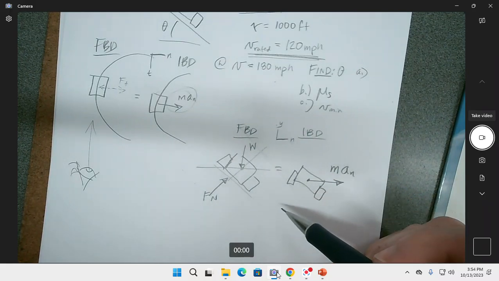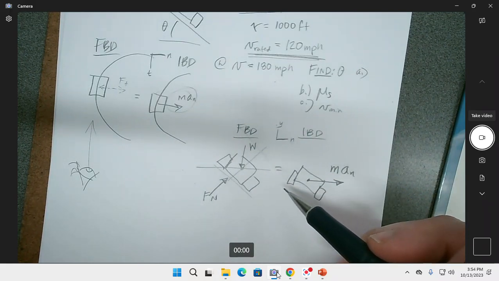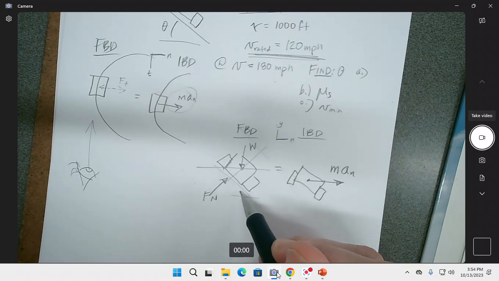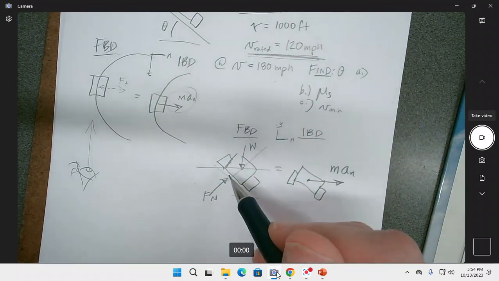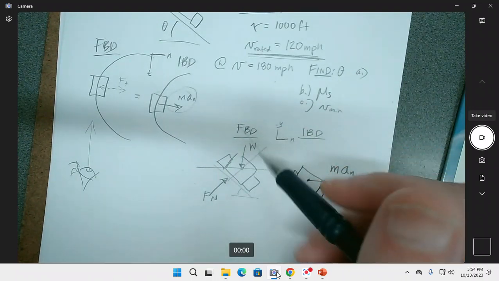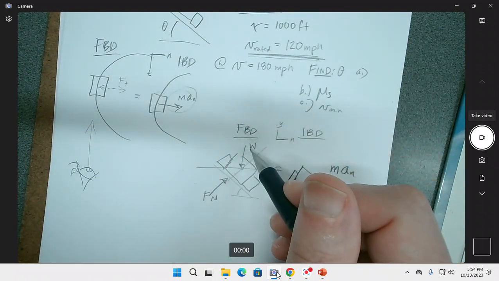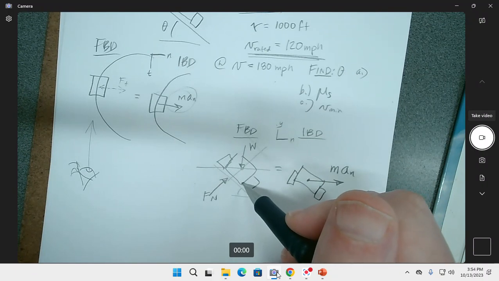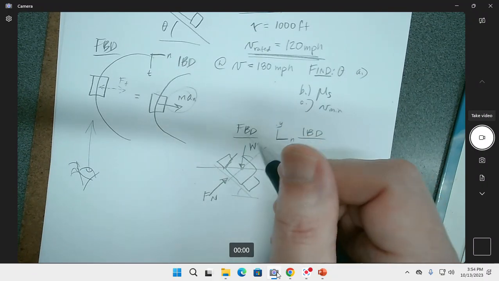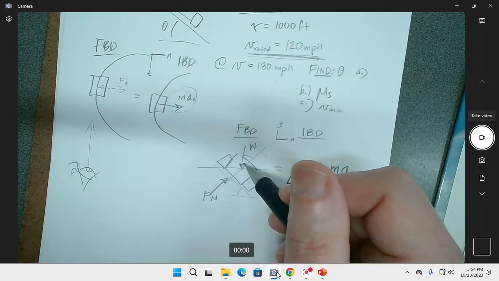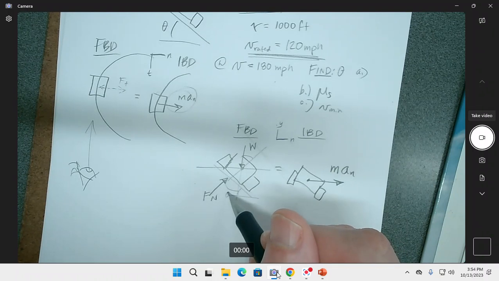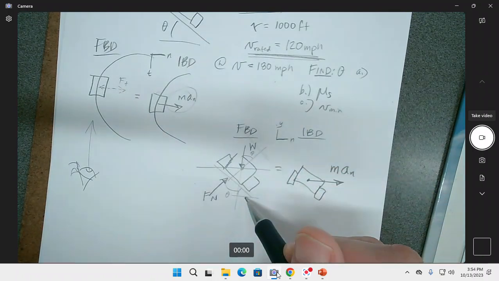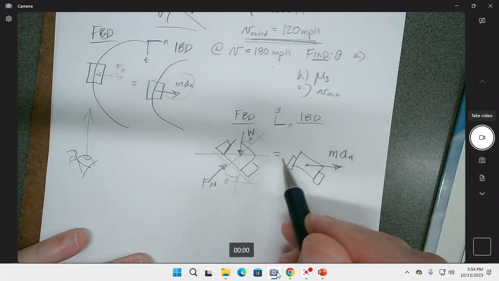So I guess maybe the way that I would look at this, let's see, here is the bank angle that you need. And if you close it, that's going to be the same angle as this, which is the same angle as this.